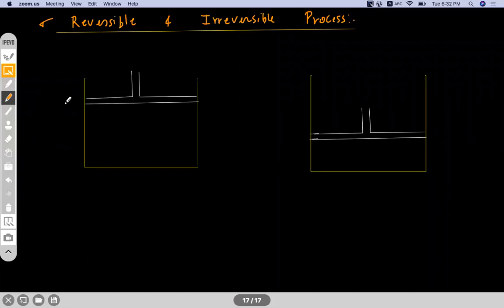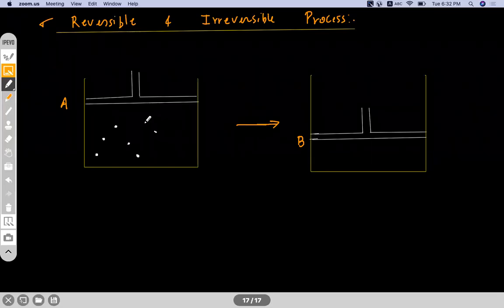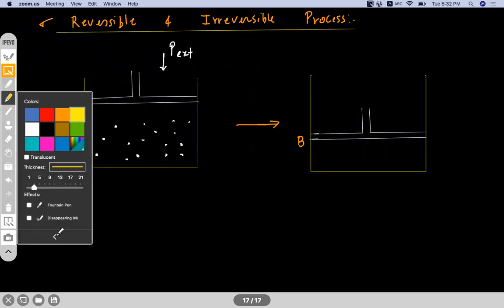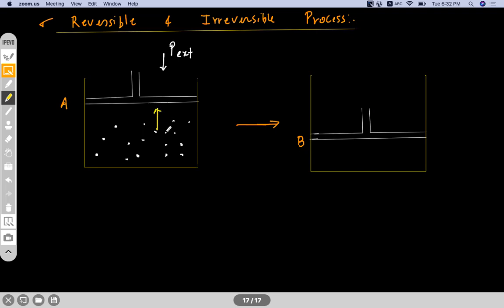Suppose this is state A, the piston is at state A, and the piston is at state B after some time. Here we have some gaseous molecules present. Piston cylinder system, movable piston we have. This pressure is the P external, external pressure. And this side, because of the gaseous molecules, we have the pressure of gas, internal pressure. Now, if you want to go from state A to state B, what do you need to do?